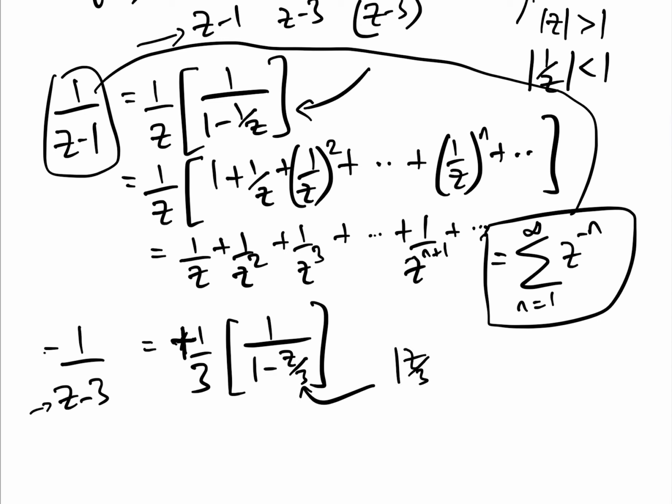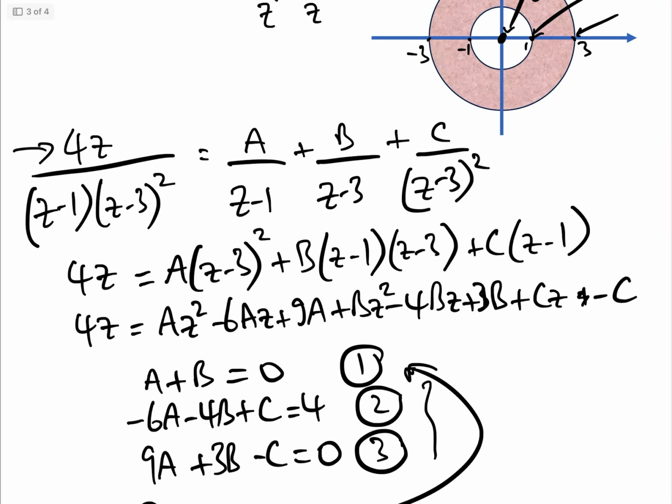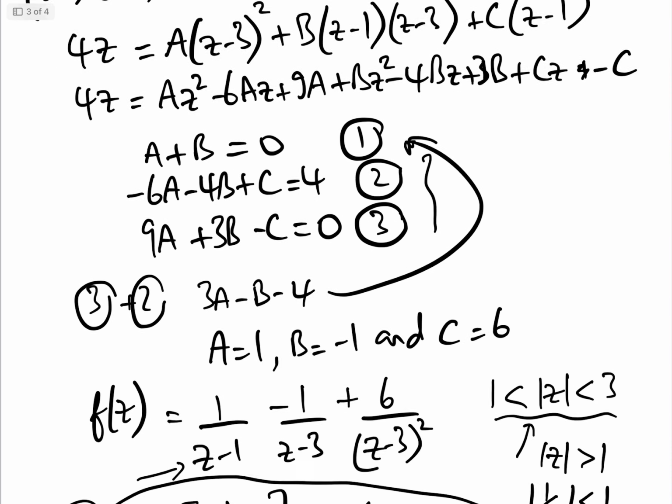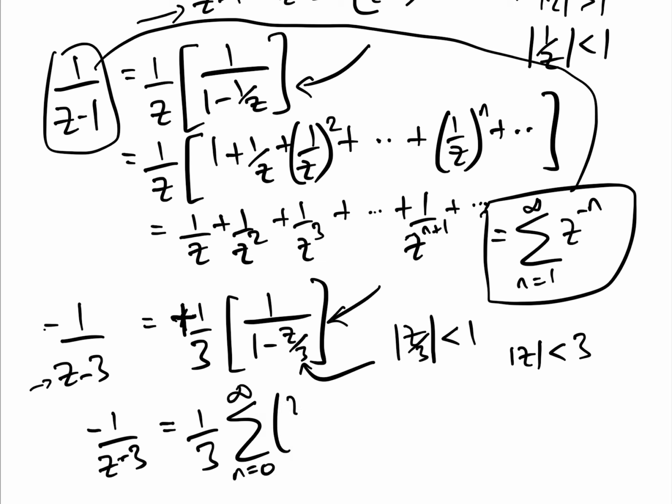Now, because mod z over 3 needs to be less than 1, that would mean that mod z must be less than 3. And we know in our region here that mod z is less than 3, and therefore we're okay on this. So we can expand this one out normally, as a Taylor series, equals 1/3 the sum from n equals 0 to infinity of (z over 3) to the n. That's just a straightforward geometric series. Okay, good. So we got that.